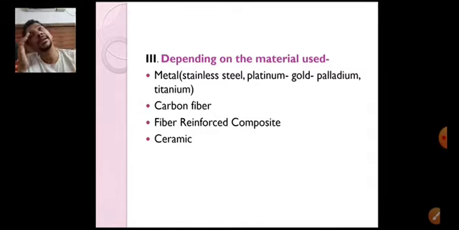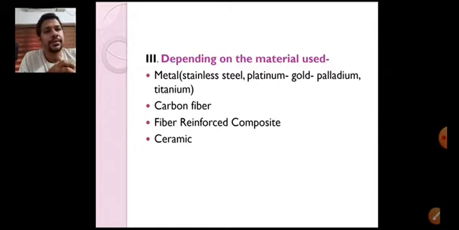There are so many materials available in market in manufacturing of post and core. Some of the materials are given below. They are metals. In metals, they use stainless steel, platinum, gold, palladium, alloys, titanium, nickel chromium, and cobalt chromium. All these metals are used currently.